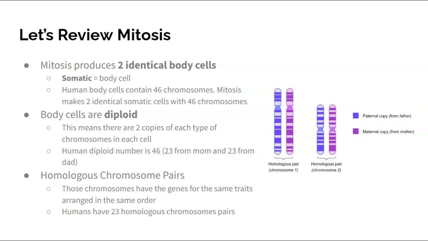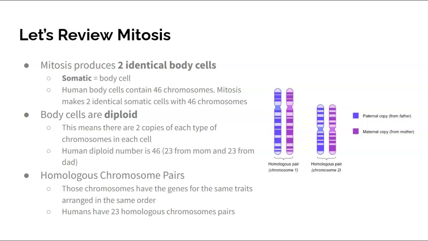Now in humans, human cells contain 46 chromosomes. So when human body cells go through mitosis, the outcome is two identical somatic cells with 46 chromosomes. Now because there are 46 chromosomes, that means that they are diploid because we have two copies of each chromosome, right? We get one copy from mom and one copy from dad. So because we have two sets of chromosomes, two copies, that's called diploid, the di prefix meaning two. So two sets of chromosomes. So the human diploid number is 46.